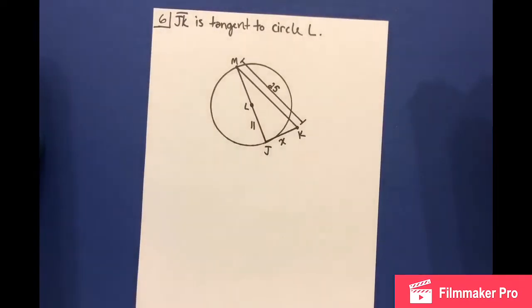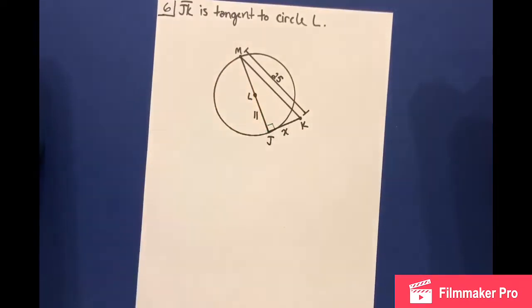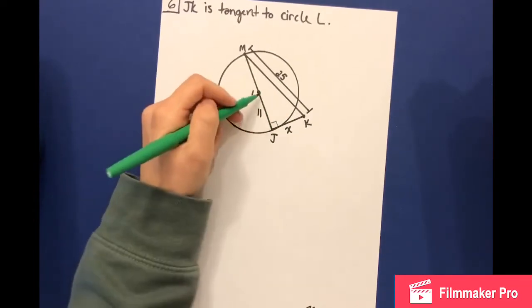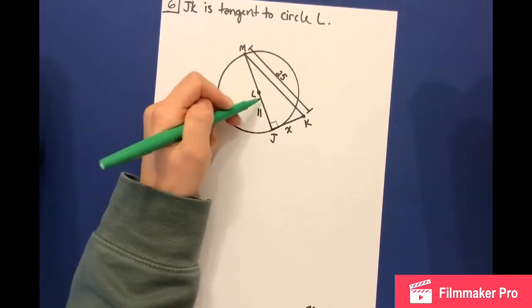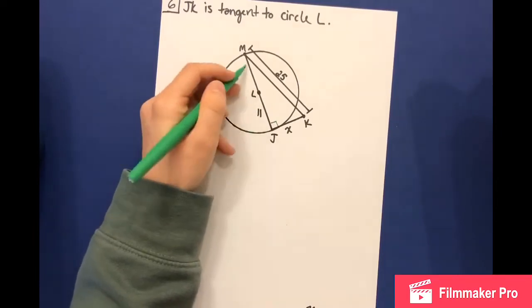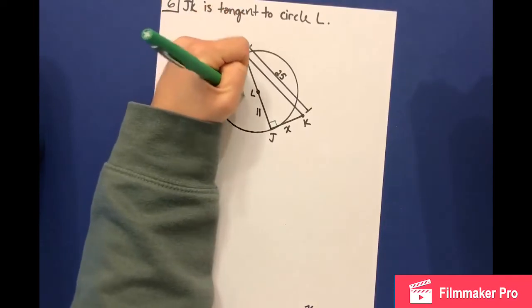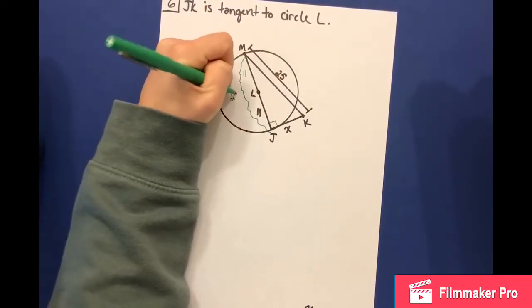Moving on to number 6. I have a right angle here. 25 is the full length here. This is x. 11 doesn't tell me it's the full length, so I'm only assuming that this is 11. So this length is also radius, so that's 11, making this full thing here 22.